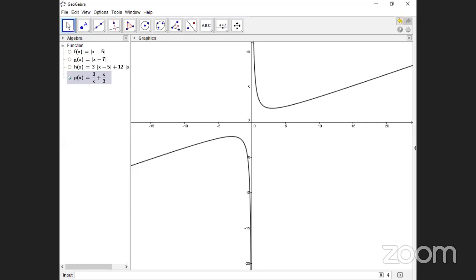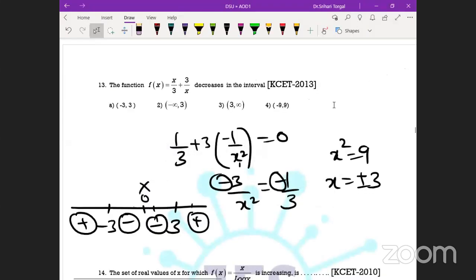So you have to change a little bit. We'll include this one, right? Minus 0. This is decreasing in the interval minus 3 to 3, except 0. That is, option A is the right answer.